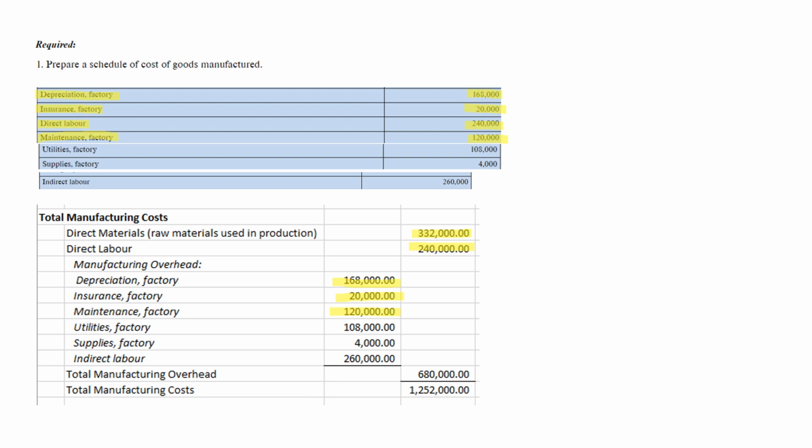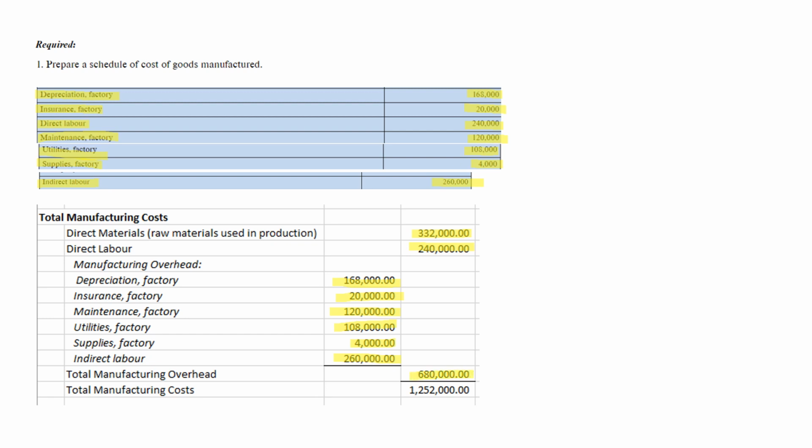Next, we had our utilities for the factory. Again, it has to do with the factory, the production unit, so we're bringing it in. So we have our 108 right here. We have our supplies. Again, this is our indirect materials, the glue, whatever else is contributing to this production. So supplies for the factory is coming in here at $4,000. Our indirect labor, that's 260,000. That can be the wages and salaries for the security or the janitors or the maintenance staff that contribute to the manufacturing facility.